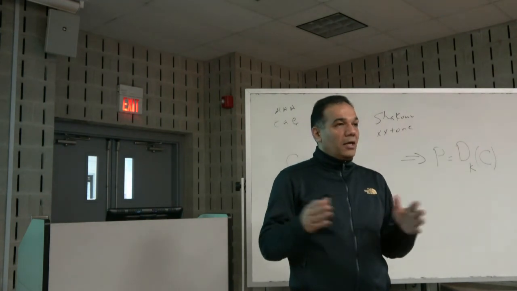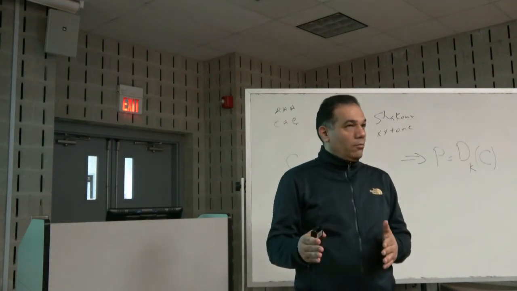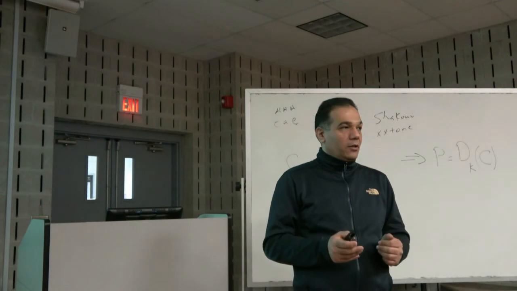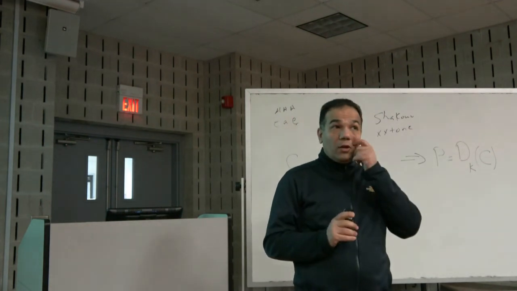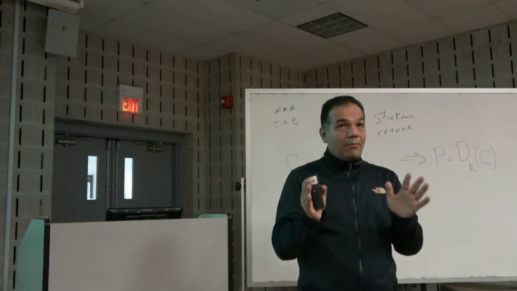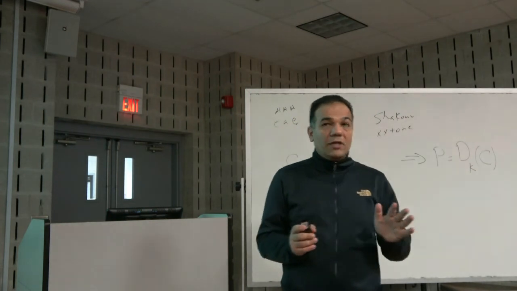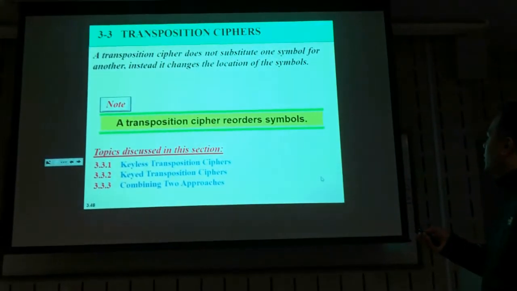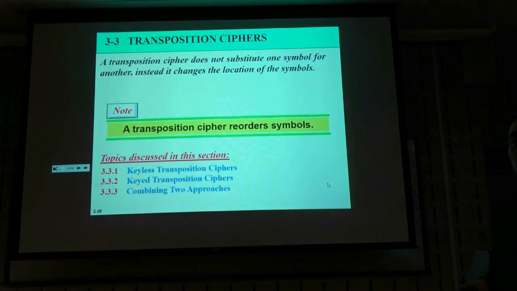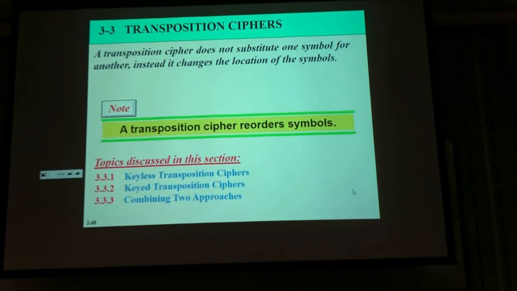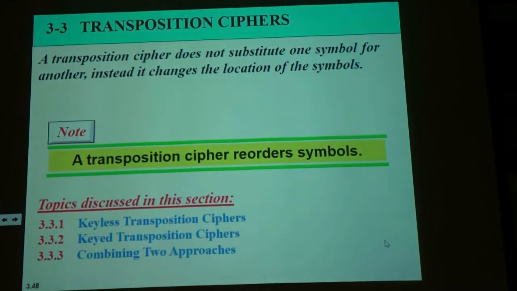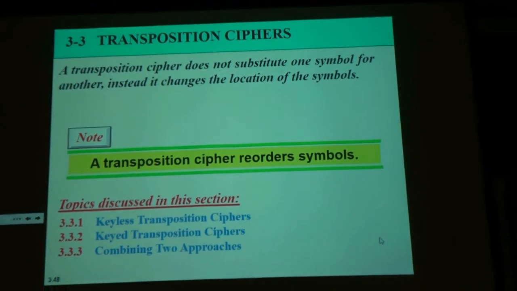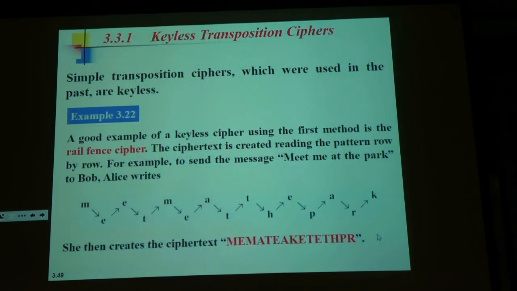It could be monoalphabetic or polyalphabetic. You understand these terms very well, with many examples given to understand them. Moving on. A transposition cipher reorders symbols. So we don't substitute, we reorder. If we transmit A, it will stay A, but at a different location.